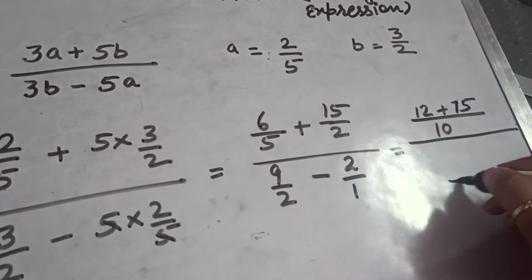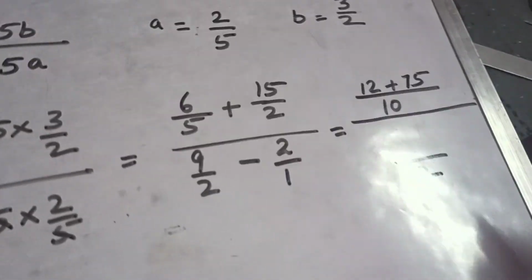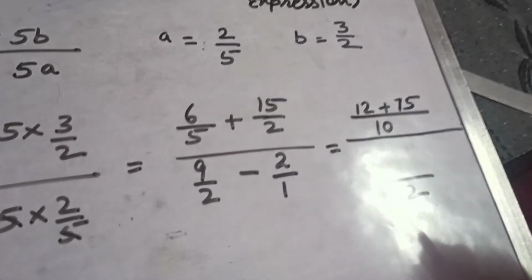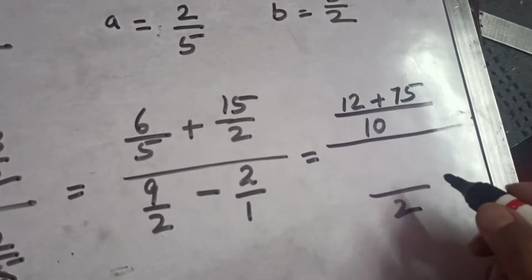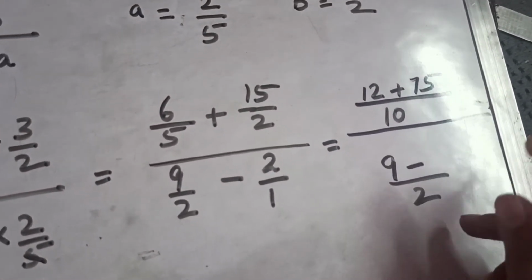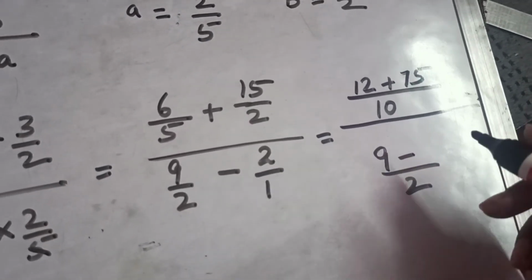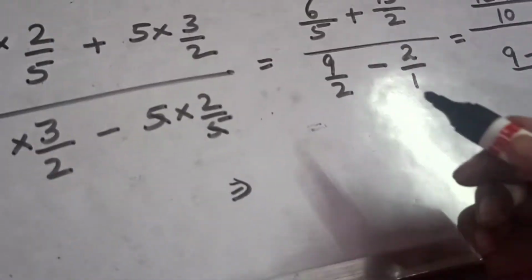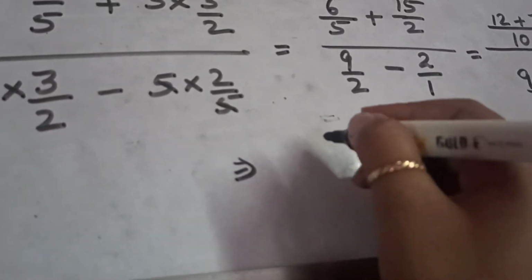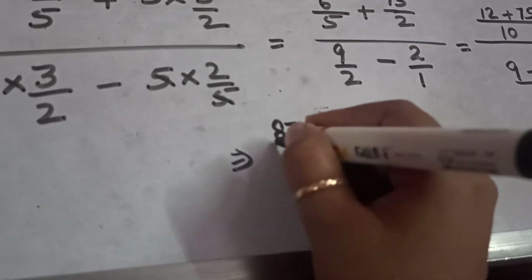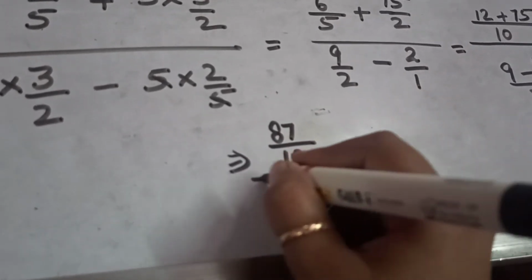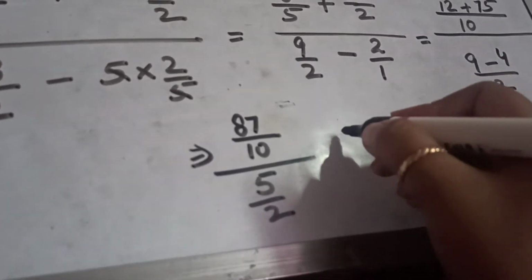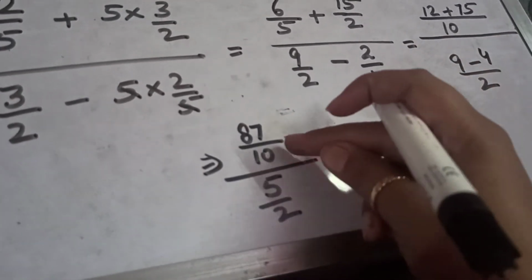Over. Take one more LCM of this denominator. 2 comes here. 2 divided by 2. 9 minus 2 divided by 1, 2 and 2 2s are 4. Now we will solve it. 12 plus 75, 87 by 10. 9 minus 4, 5 by 2. Right? Again the same procedure.